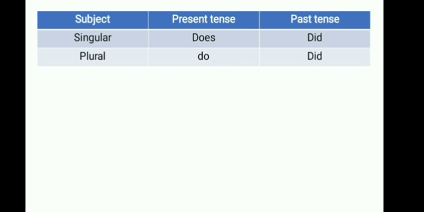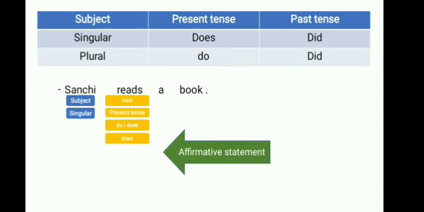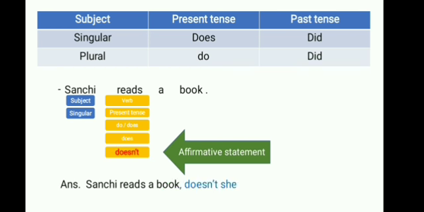Again I have this table here so that it will be easy for you to look at it. Sachi reads a book, right? The verb over here is reads, which is in present tense. So obviously we may use do or does for this, right? But exactly what to use? For that, have a look at the subject, Sachi. She is in singular form. It's a proper name, so it's singular. So when you have a singular subject in present tense, we make use of the verb does. As the sentence is affirmative, does becomes doesn't. So my answer would be: Sachi reads a book, doesn't she?